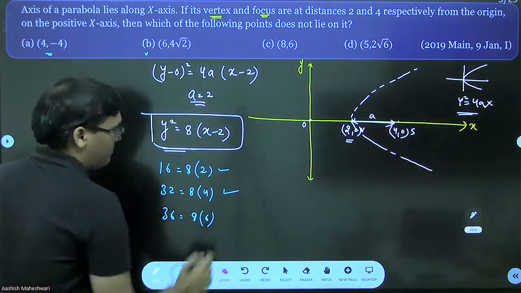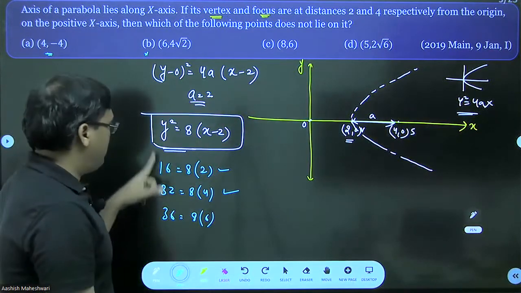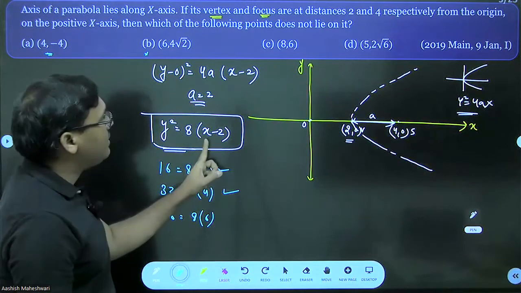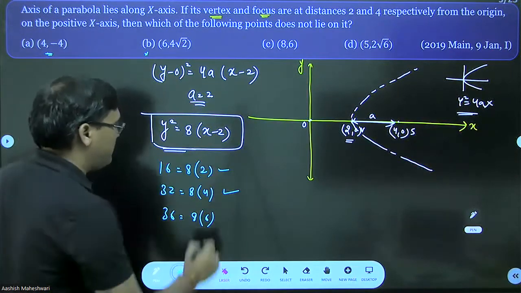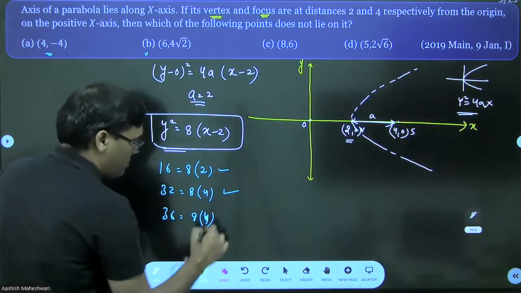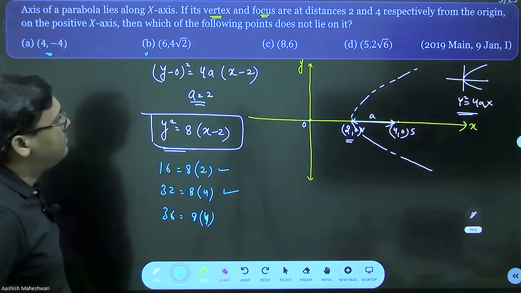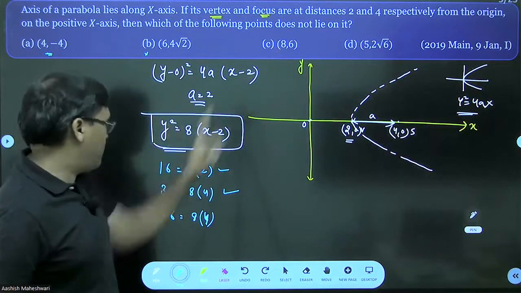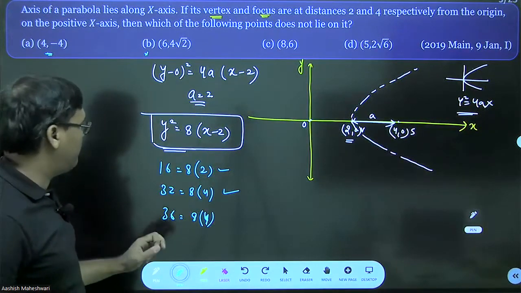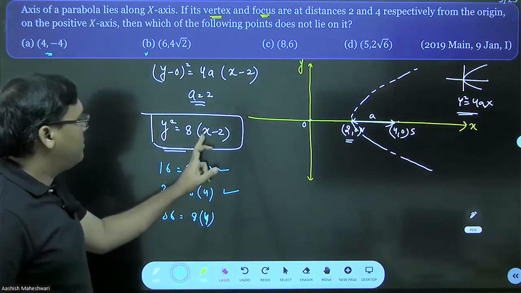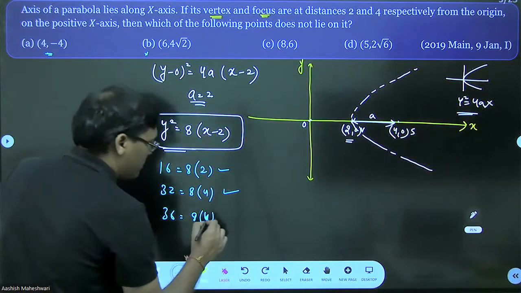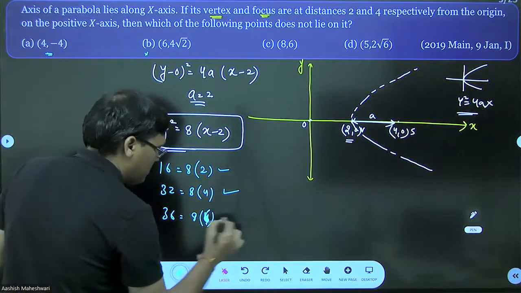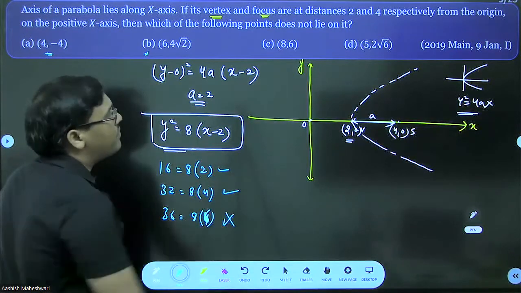So you can see (8, 6), y² is 36, and 8 times (8 - 2), 8 minus 2 is 6, so that is 48. Wait, let's see. y² is 36, x is equal to 8, 8 minus 2 is 6. So this is not satisfying. Okay. So this is the answer.